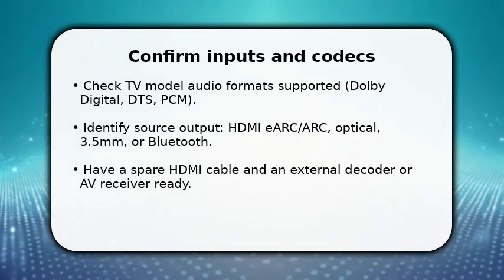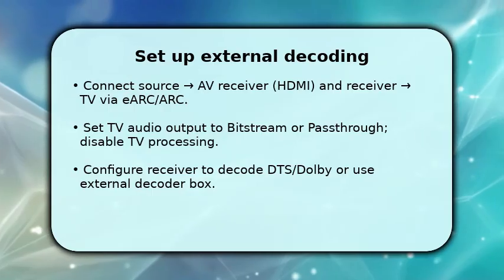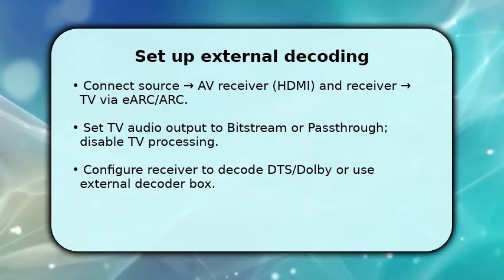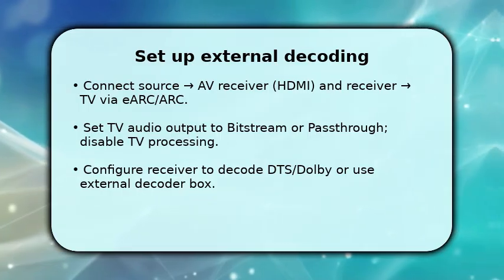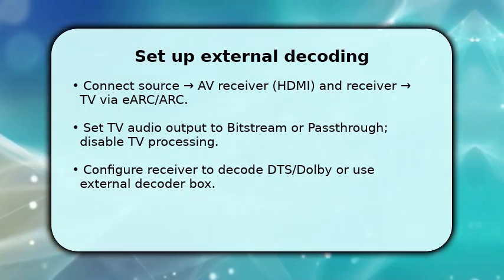Next, set up external decoding and change device settings to force proper formats. Route the source into an AV receiver or hardware decoder and then to the TV via eARC/ARC. This allows the receiver to handle unsupported codecs.